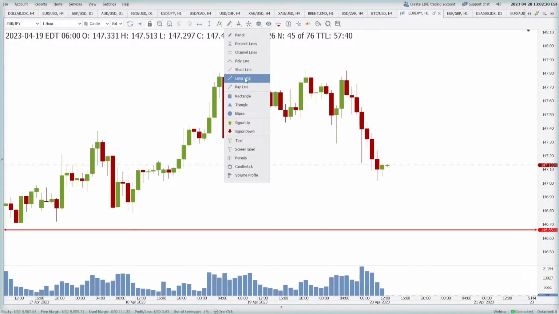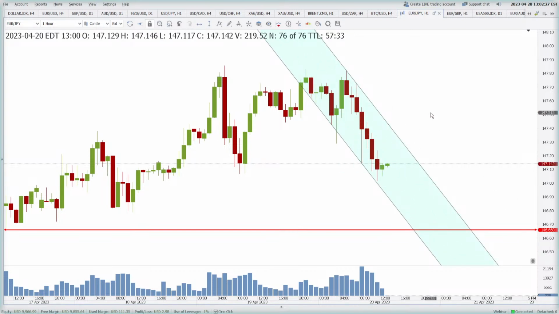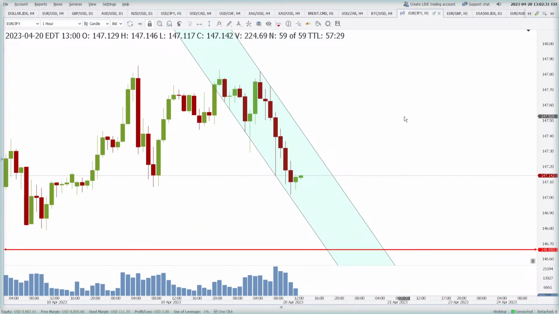And you can also make a falling channel like this, and once the channel breaks to the upside you will know, okay, the downtrend is over and now I should be looking for the buying opportunity. All right.